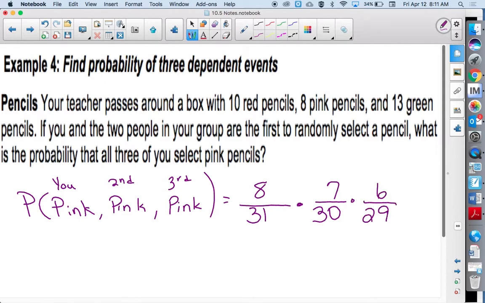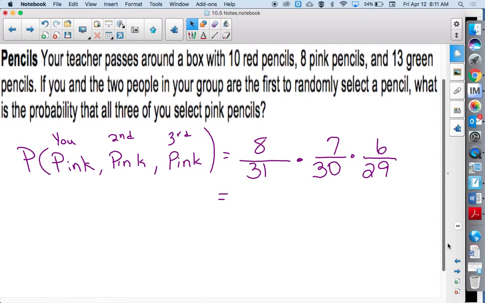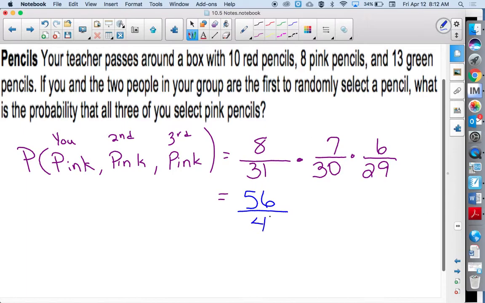So each time you're pulling a pencil out, but you're also getting that pink pencil, so that number is reducing every time. So my first option is the total, and then each option remaining, you lose a pink pencil and you lose a total from your group. So Matt, that number would be? 56 over 4,490. Questions?